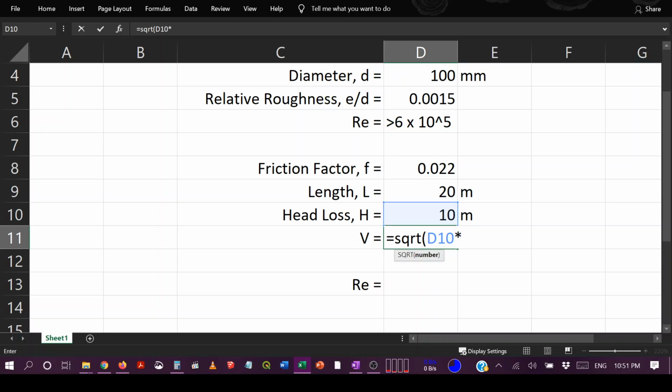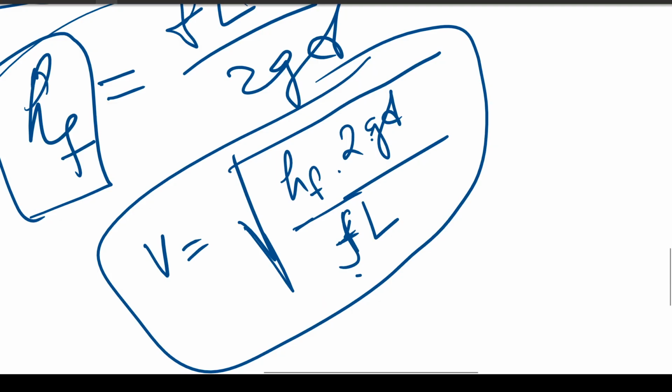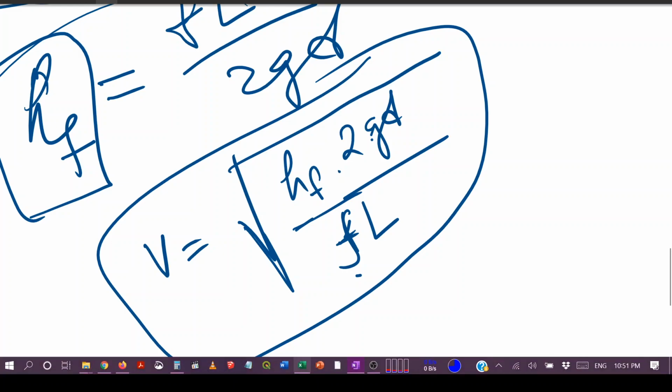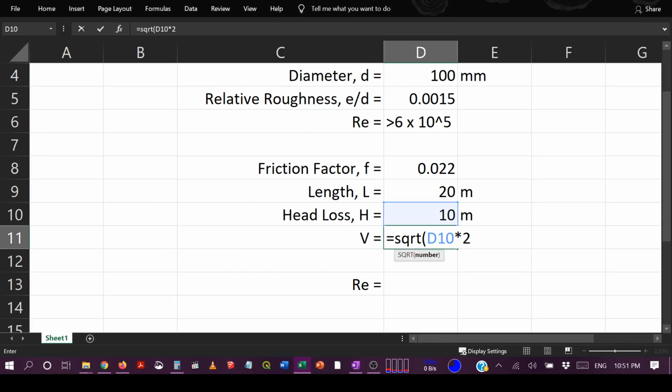So that multiplied by, I still forgot the formula, hf 2gd divided by fl. hf into 2 into g is 9.8 into d is diameter. Diameter is 100 mm, but we are writing everything in SI unit. Therefore, if I click here, it will take the value in millimeters, that is 100. So to convert it to meter, I have to divide it by 1000. So that is f into 2gd, hf into 2gd divided by f. f is in this case this value, divided by L is this cell.